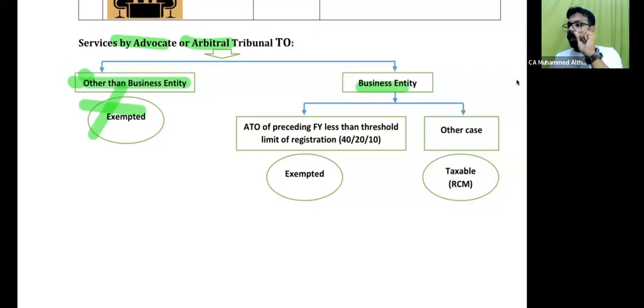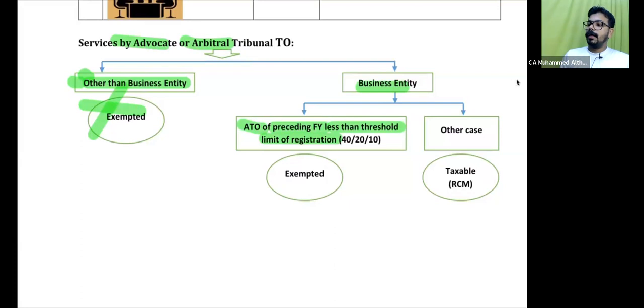But if the advocate or arbitral tribunal is providing services to a business entity whose aggregate turnover in the preceding financial year is less than the threshold limit of registration. You might have studied 40 lakh, 20 lakh, 10 lakh, right? Under the registration chapter. So if that business entity's last year's aggregate turnover is less, that is another mistake everybody makes.